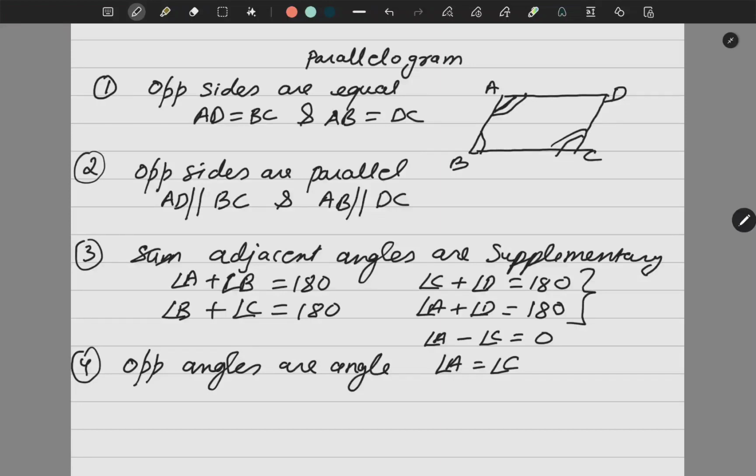Now another thing is the diagonal. A diagonal is a line which joins the opposite vertices, right? So I have two diagonals in a quadrilateral. If you remember, we have studied in polygons how to count the number of diagonals, right? I told you the formula for that. Okay, now the next property is regarding our diagonal. So in a parallelogram, diagonals bisect each other.